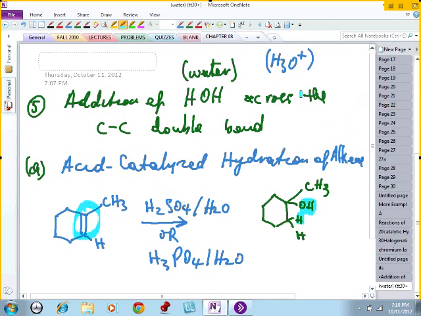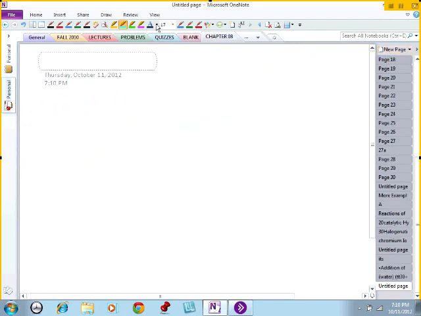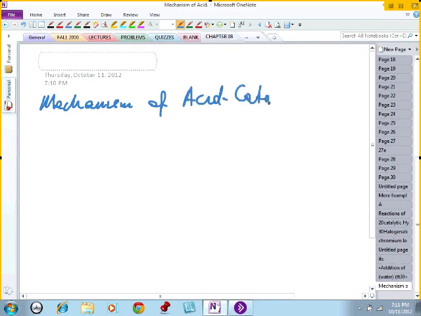Now, there are some other ways in which you also, actually that mechanism is very important. Let us give the mechanism of the acid catalyzed hydration of alkenes, because it is very important.